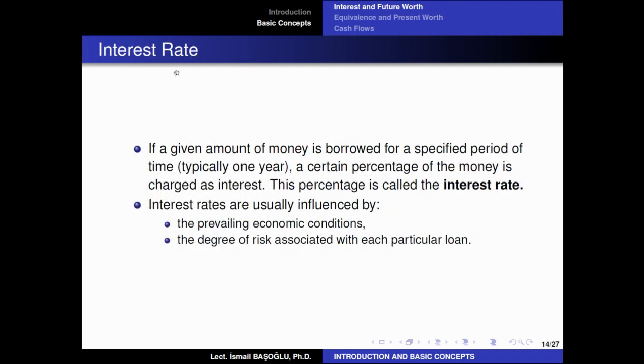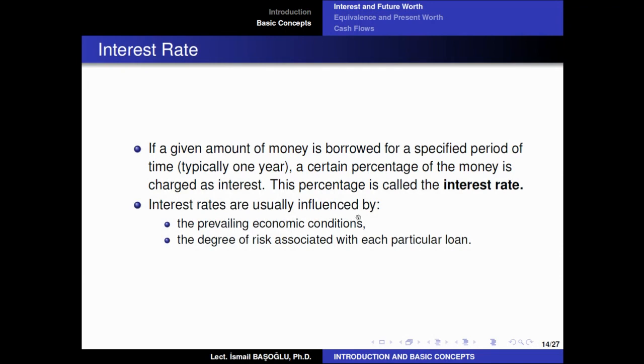So let's talk about the interest rate, because when we are making a transaction based on an interest, when we borrow money or lend some money to somebody else, we are always making that transaction on a decided interest rate. So if a given amount of money is borrowed for a specified period of time, and in typical examples that specified period of time is 1 year, but there are also other periods in the contracts, a certain percentage of the money is charged as interest, and that percentage is called the interest rate. So interest rate is a percentage.